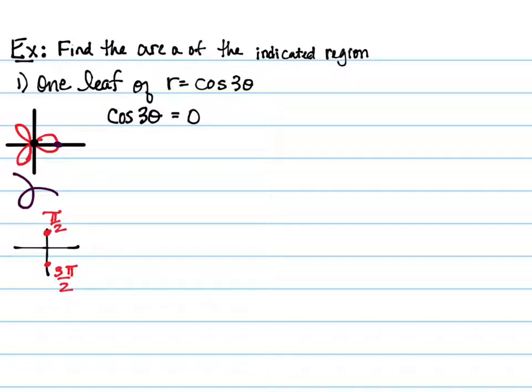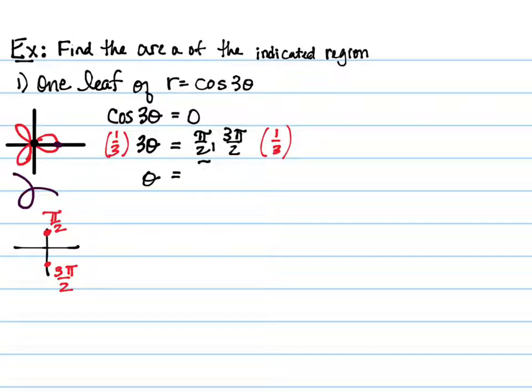So what I need is for my cosine of 3 theta, that is my 3 theta, the angle measure, to equal things like pi halves and 3 pi halves, and it could keep going. We could do 5 pi halves and 7 pi halves, but I only need the first two, so these two should be sufficient. And if I multiply by 1/3 or divide by 3 correspondingly, I'll be able to find out what theta needs to be.